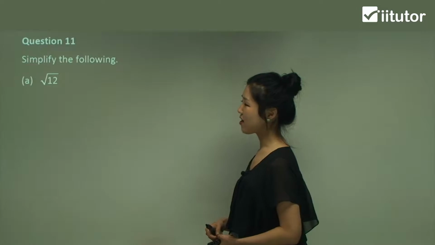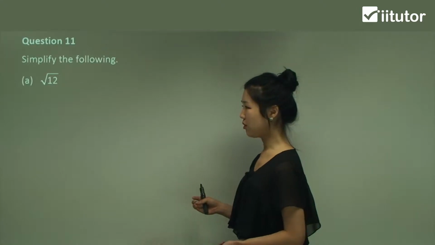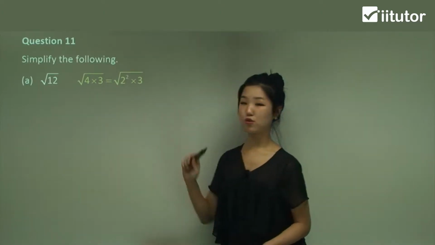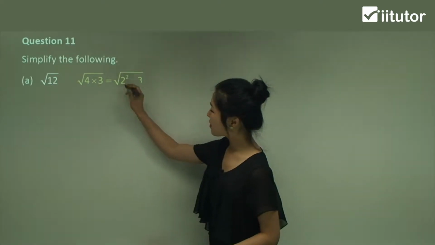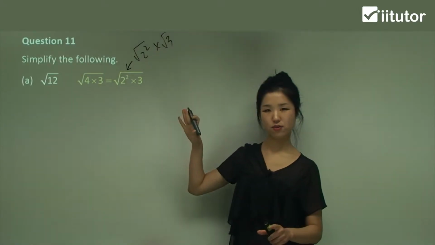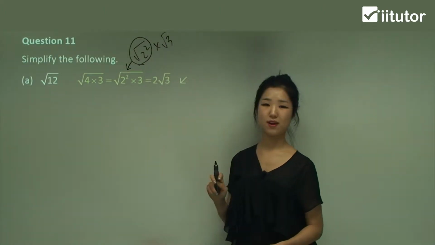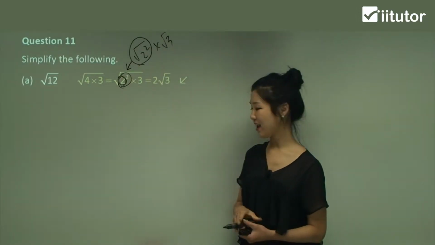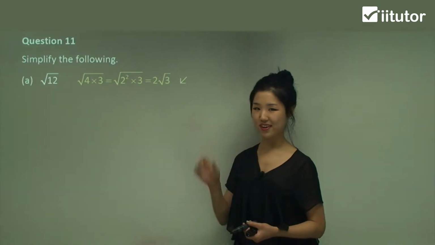11. Simplify. Root 12. Now, root 12 is not a perfect square, is it? But I know that 12 is 4 times 3, and I know that 4 is 2 squared. 4 is a square number because it's 2 squared. So this is the same thing as root 2 squared times root 3, and we can separate out those surds. Root 2 squared is just 2. So it's 2 root 3. So only what you can square, you can take out of the surd. That's what it means. The whole thing doesn't have to be a square number. A part of it can.